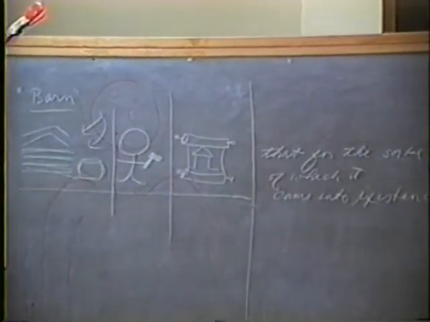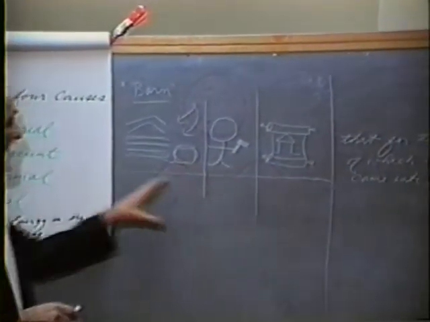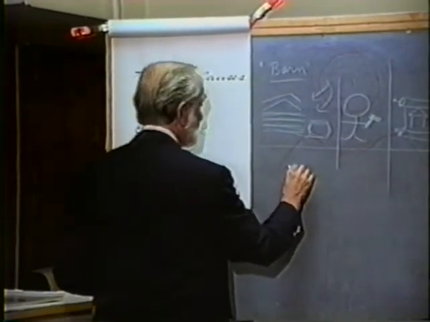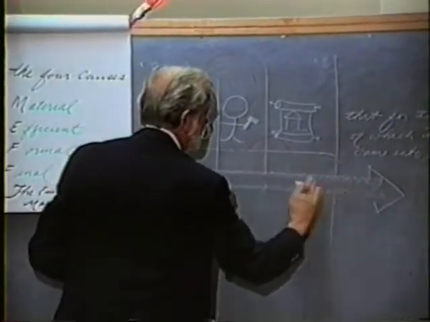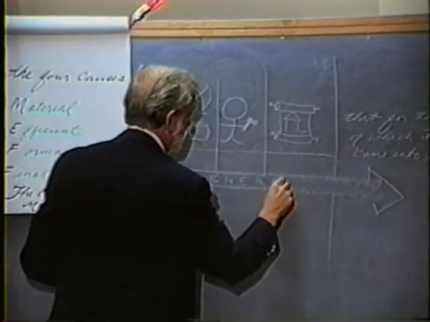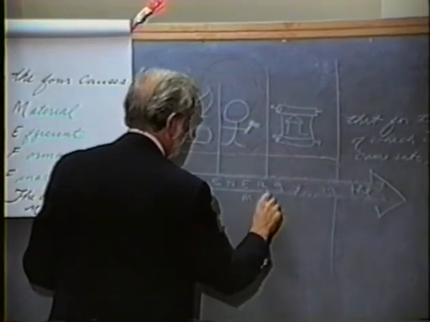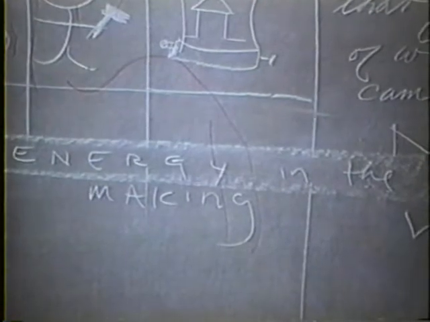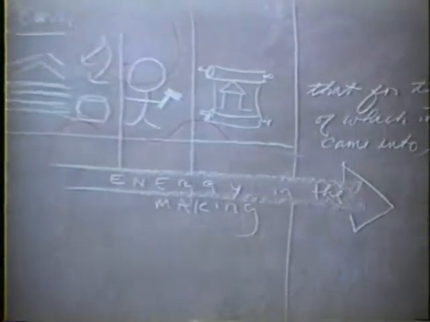There's something, however, that I'd like to mention now. There's a lot of energy that takes place bringing this into existence. There's some energy in the making. So what do we have? We have four causes of Aristotle. We can talk about causes now in terms of this model.